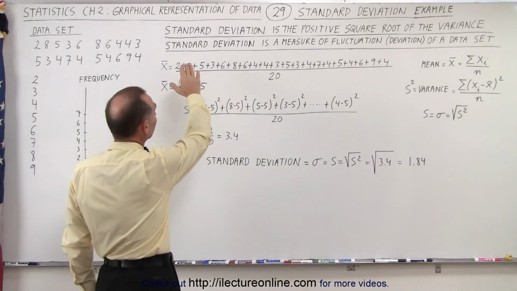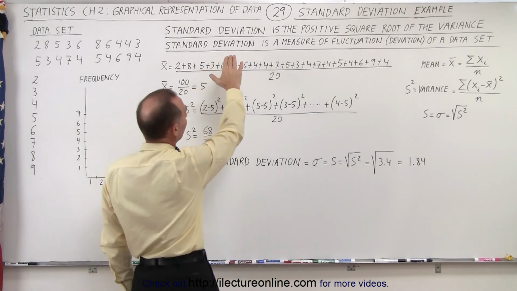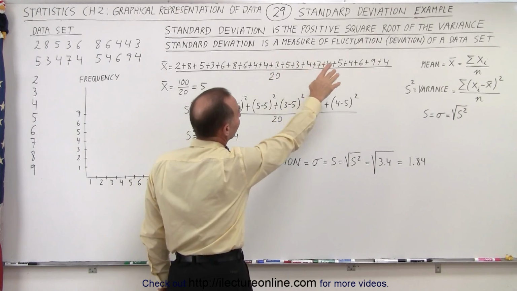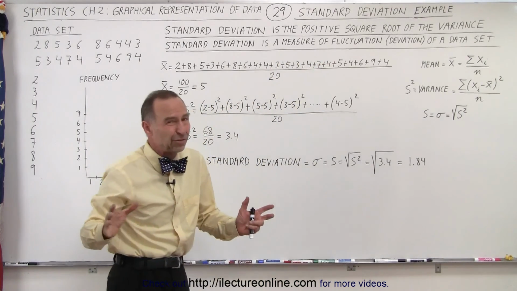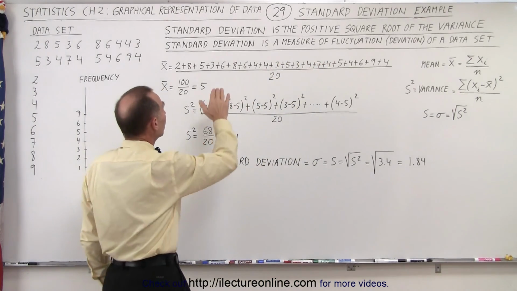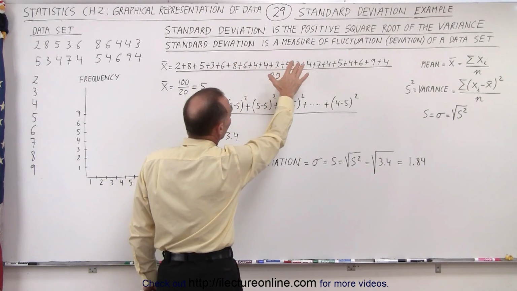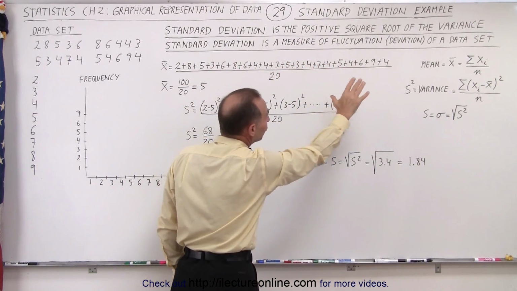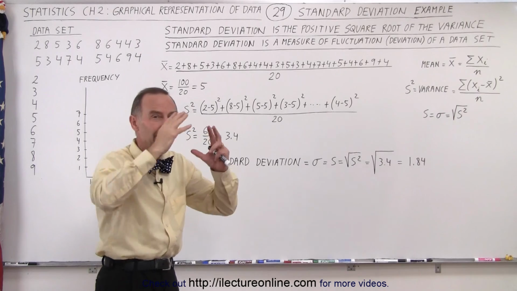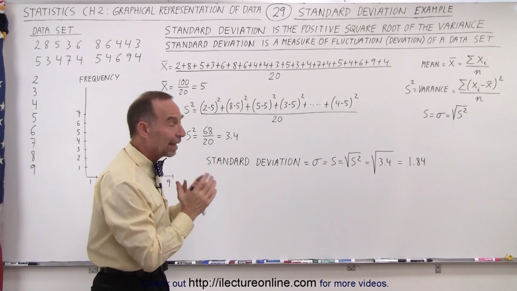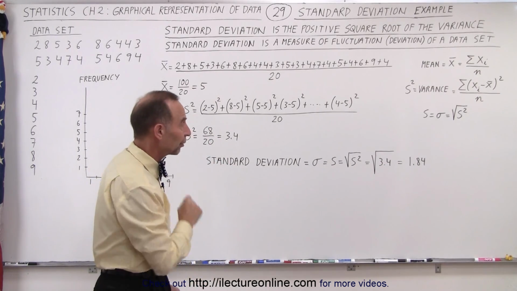Here are a couple of definitions for the standard deviation. The first one we saw before: it is the positive square root of the variance, but that doesn't really tell you a lot. It also can be defined as a measure of fluctuation or deviation of a data set. See how the data is distributed, and that's what the standard deviation is very good for.